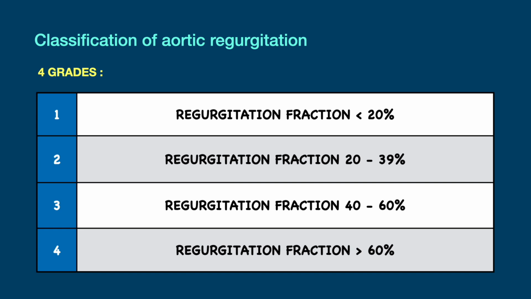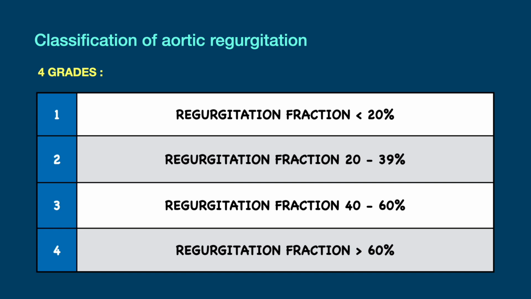Level 2, whereby we have regurgitation fraction between 20 to 39%. The left ventricle fills up completely but is weak after several heartbeats with the contrast medium. Level 3 is regurgitation fraction 40 to 60%. The left ventricle fills up completely with the contrast medium. The contrast medium density in the left ventricle corresponds to the density in the ascending aorta.